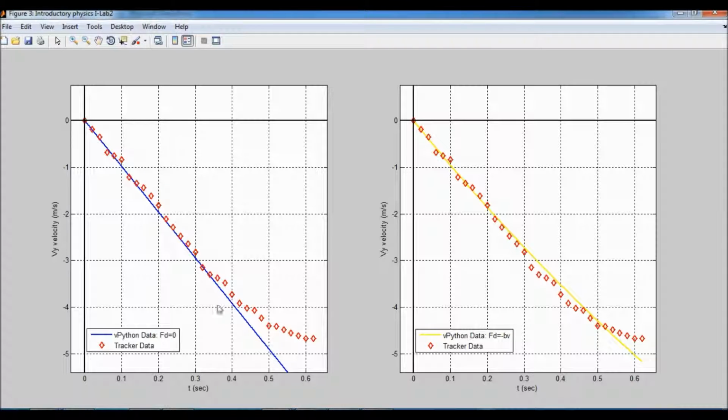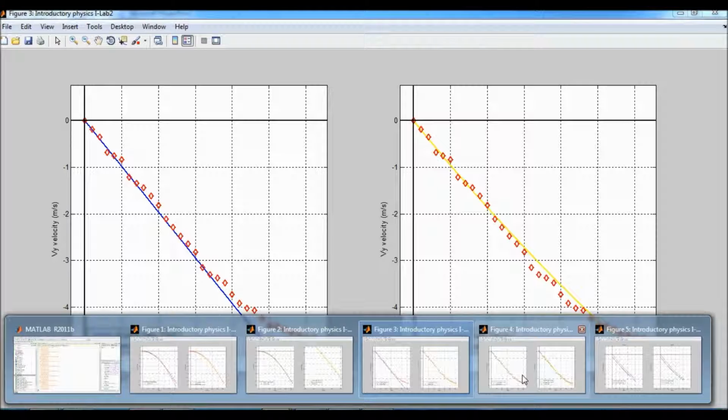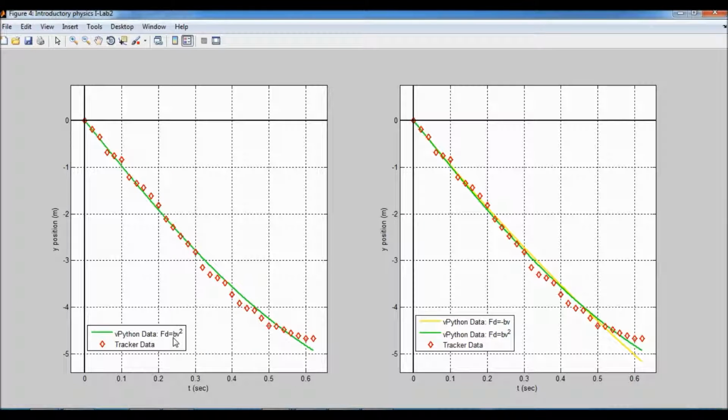This is the first case, where Fd is equal to 0, and this is the second case where Fd is given from the first equation. As you can see here, the velocity increases to infinity. But in the third case, when Fd is given from the second equation, it seems that at some point velocity becomes asymptotic to a constant value. In other words, the terminal velocity.